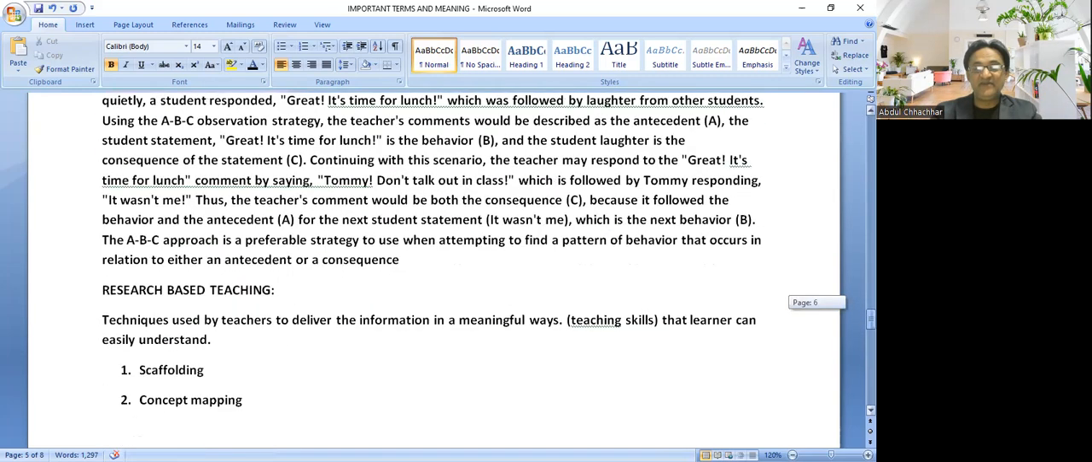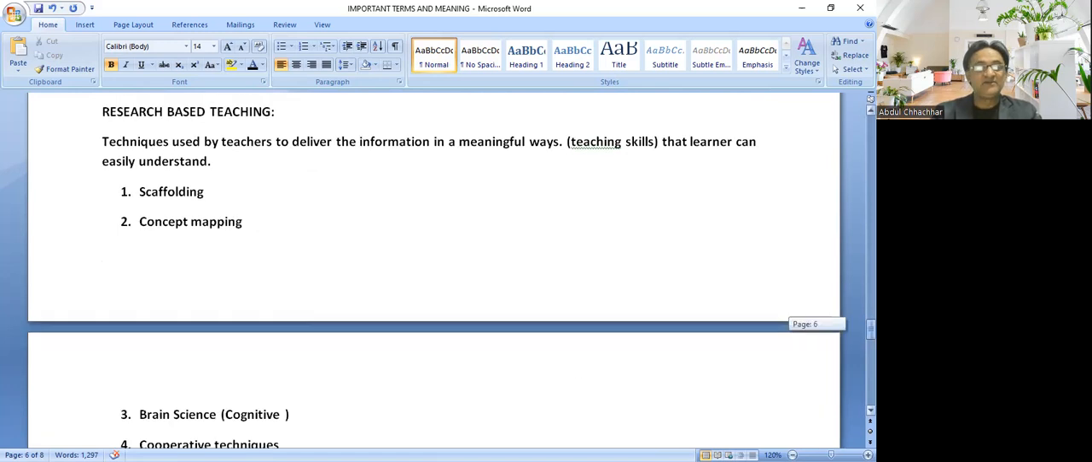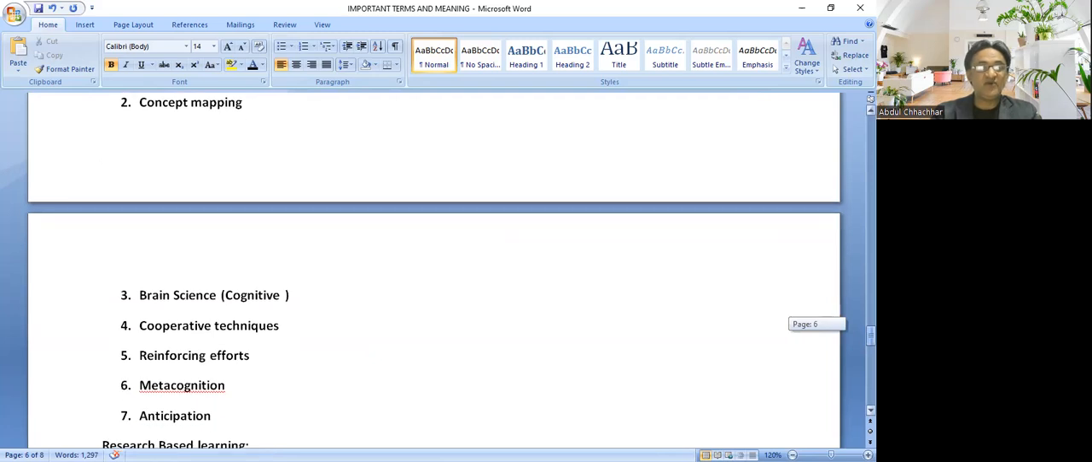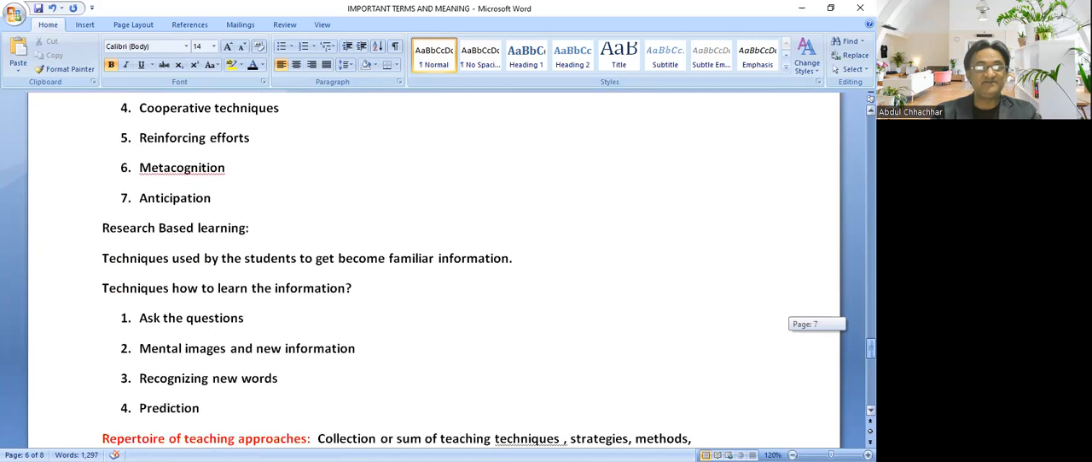So I'm just giving you the overview of these and the research-based teaching. These are some types: scaffolding, concept mapping. So these are the research-based approaches: brain science, cooperative techniques, reinforcing, informed metacognition, anticipation. These are the research-based teaching. Research-based learning: ask questions, mental images, new information, recognize new words, and prediction.